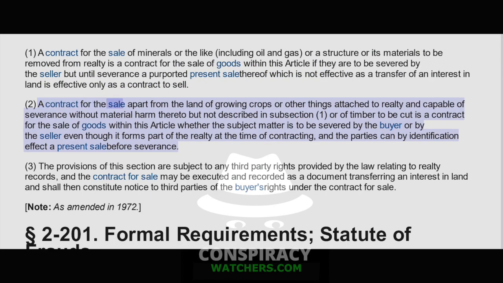A contract for the sale apart from the land of growing crops or other things attached to realty and capable of severance without material harm thereto, but not described in subsection, or of timber to be cut, is a contract for the sale of goods within this article whether the subject matter is to be severed by the buyer or by the seller, even though it forms part of the realty at the time of contracting, and the parties can by identification effect a present sale before severance.